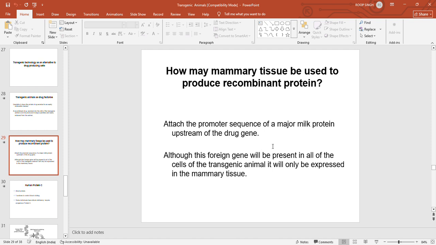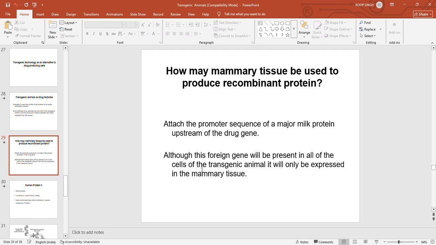Whatever the foreign gene of interest, one has to fuse it with the promoter sequence of a major milk protein, like casein. The promoter should be from the milk protein. Then the recombinant protein will be secreted out in the milk of the transgenic cattle.